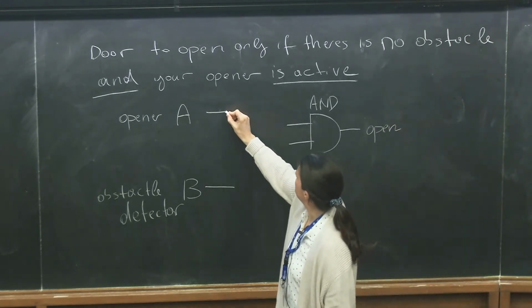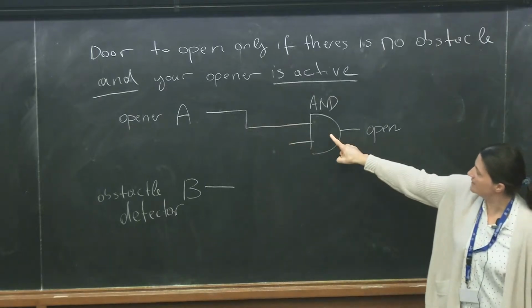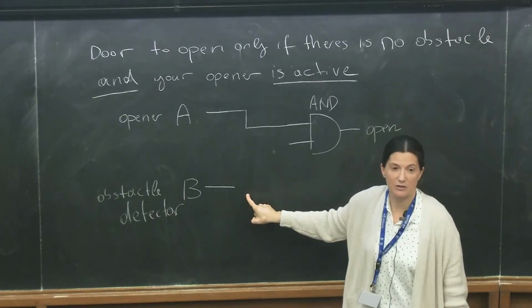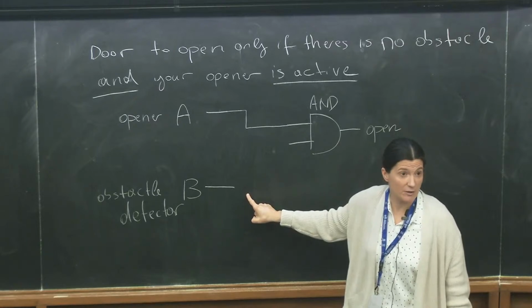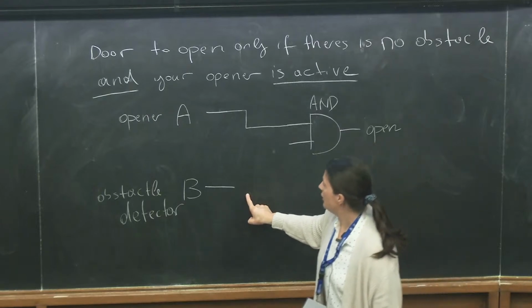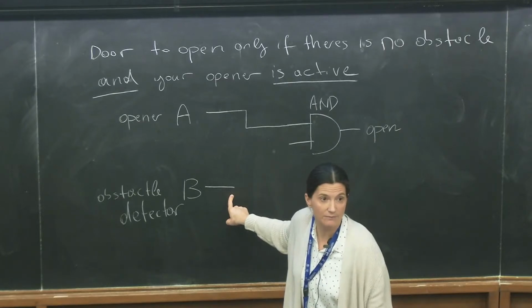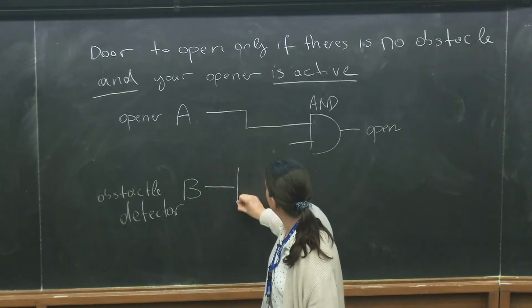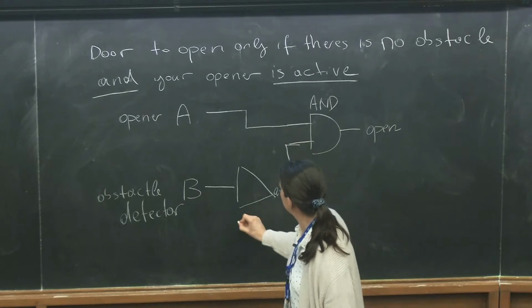So in this way, this is an input I have into my AND gate. But then B, that's the obstacle detector. Typically, your obstacle detector is 0 when there's nothing in the way, and it becomes 1 when there is something in the way. So you only want to close it when there's no obstacle. So you want here a NOT gate, and you want that to go in here. So this is a NOT.